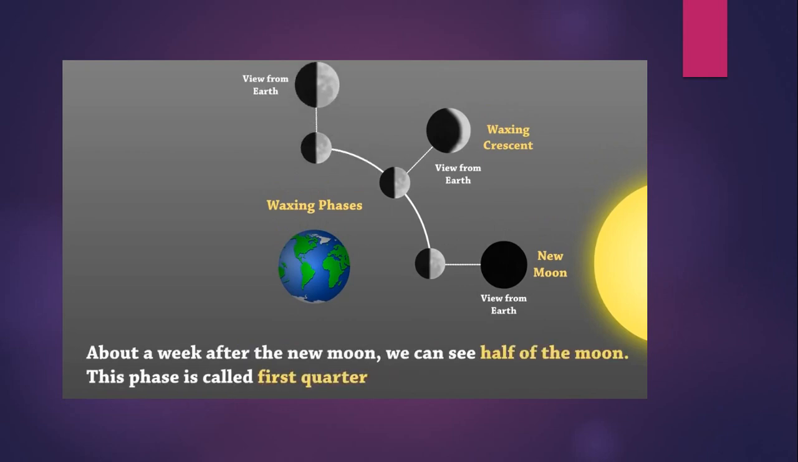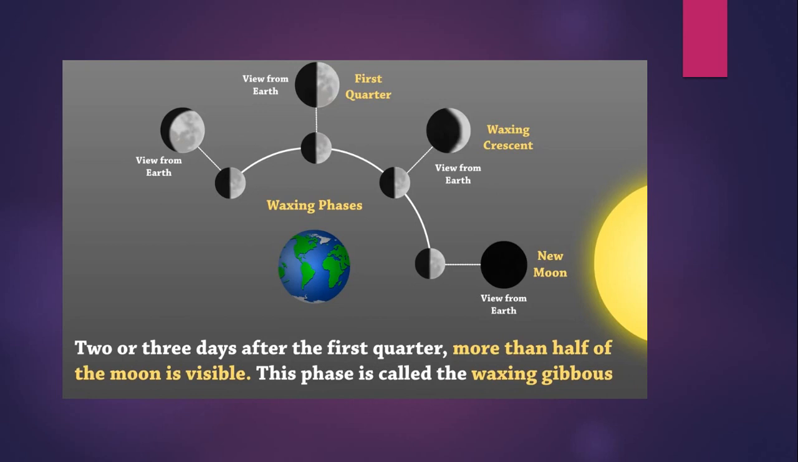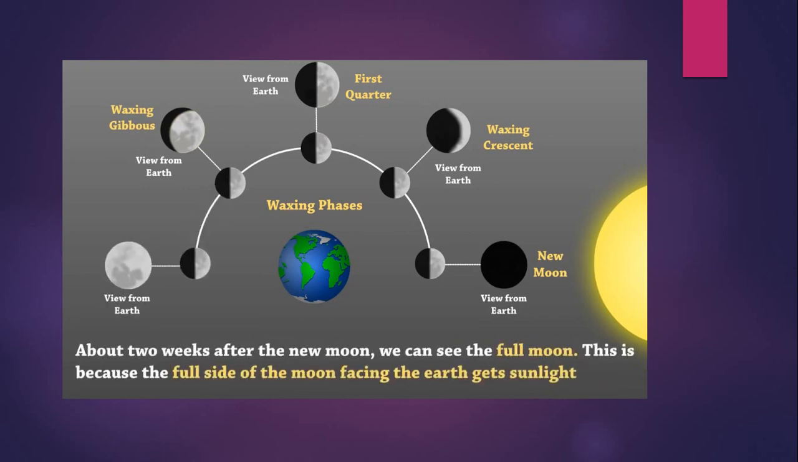About a week after the new moon, we can see half of the moon. This phase is called the first quarter. Two or 3 days after the first quarter, more than half of the moon is visible. This phase is called the waxing gibbous. About 2 weeks after the new moon, we can see the full moon. This is because the full side of the moon facing the Earth gets sunlight.